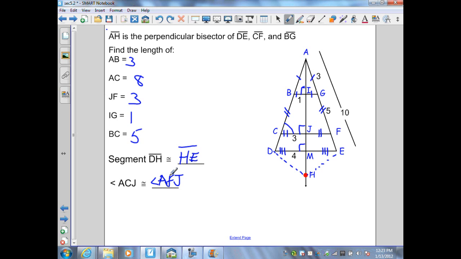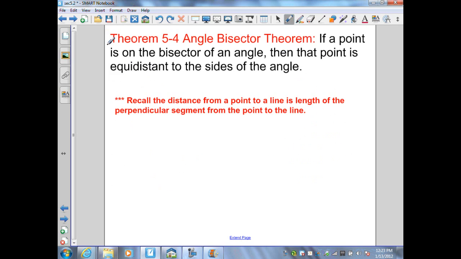And that is true because we know that AC must be congruent to AF. And by the isosceles triangle theorem, if two sides of a triangle are congruent, then the angles opposite must be congruent. Our next theorem, 5.4, angle bisector theorem.